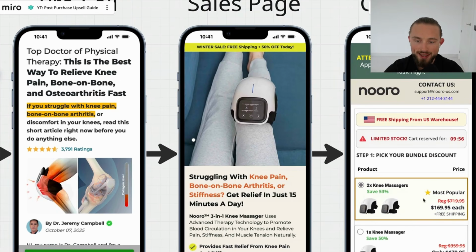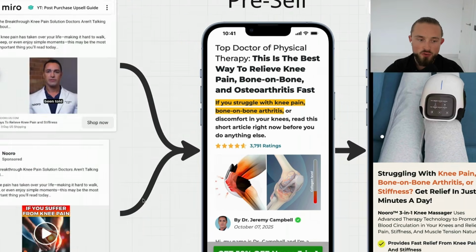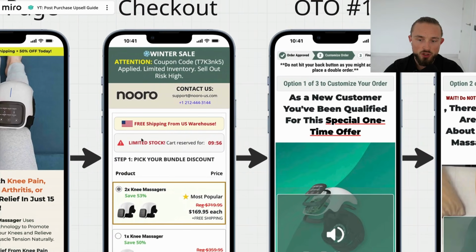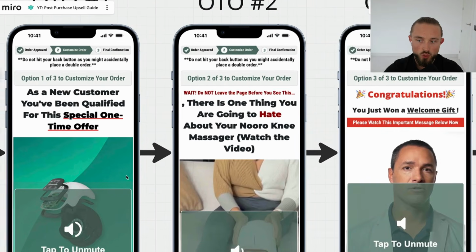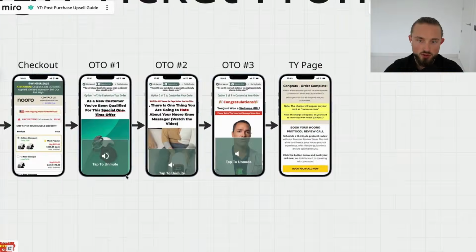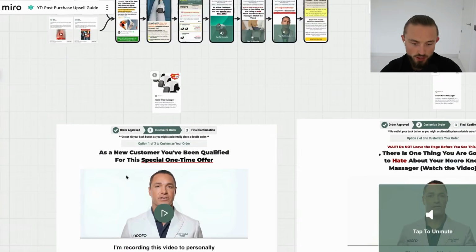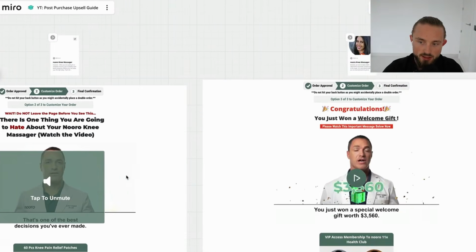So this is a super high AOV product on the front end, where you can see one of them costs $180. So from ad, they push to a presell page, sales page, checkout, and then give you 3 different one-time offers before they push you to the thank you page. Now, this is super interesting because, as you can see here, and that's why I also included this funnel, they mostly work with video sales letters, right?